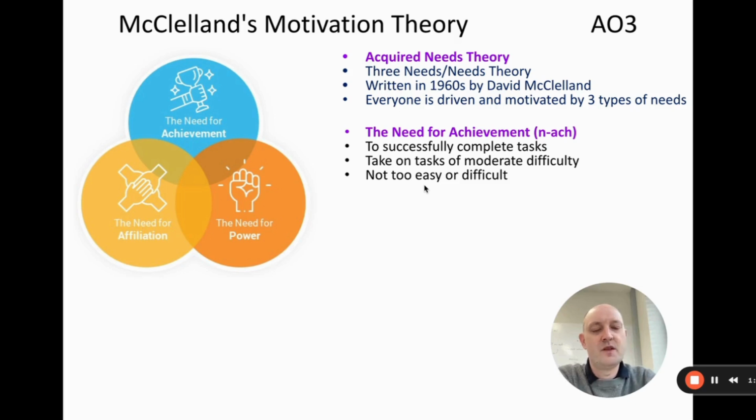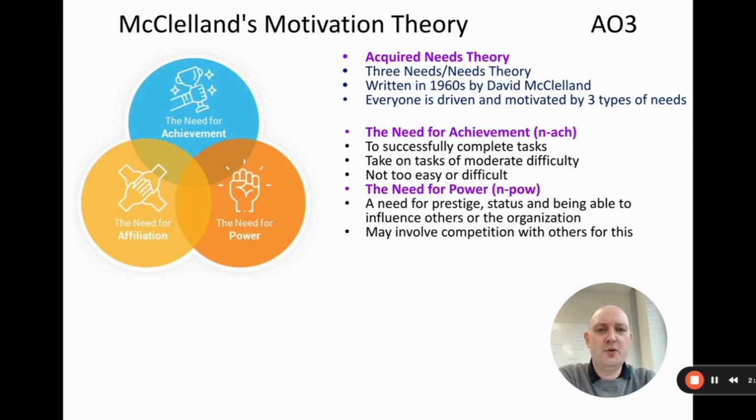can achieve them anyway. If we take on tasks that are too difficult, there's a high chance we won't successfully complete them. So the theory here is we want to give employees, and generally in life, we want to take on tasks which are not too easy, but also not too difficult. Otherwise, we might fail.